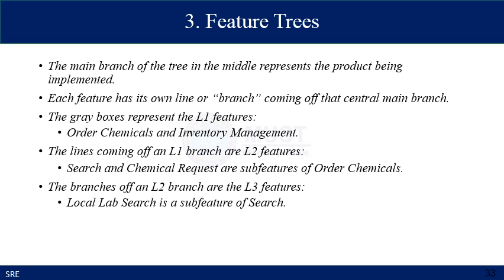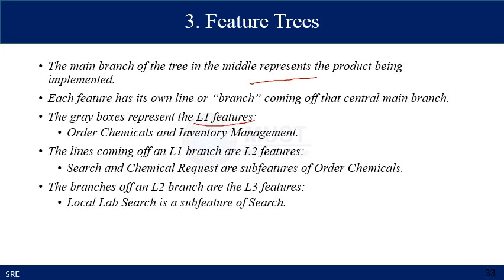The main branch of the tree is the middle. The middle represents the product being implemented. Each feature has its own line or branch coming off that is central to the main branch. The gray boxes represent level 1 features, which are on the top and the bottom of the previous slide. The lines coming off the level 1 branch are the level 2 features.